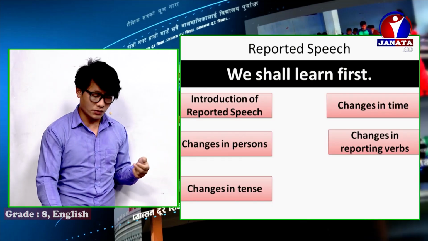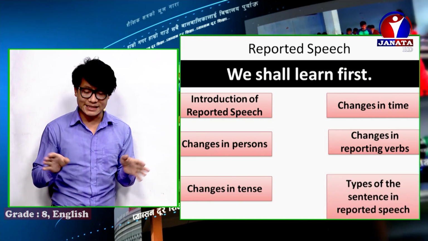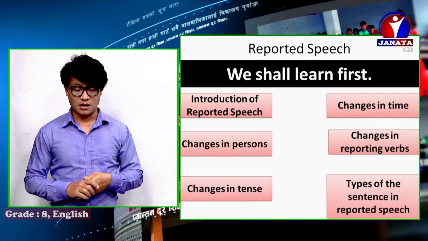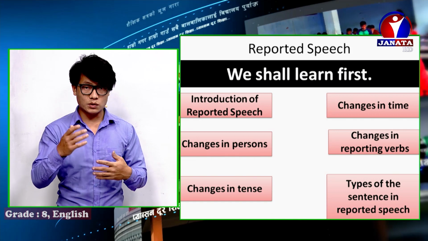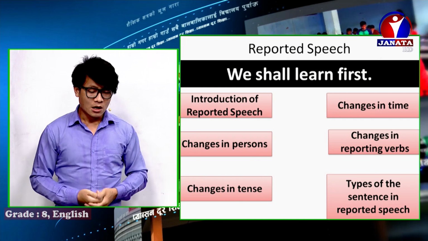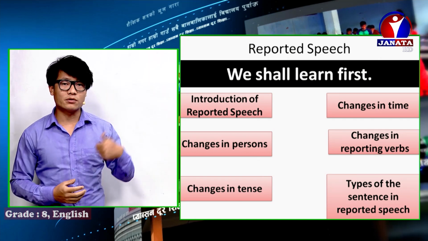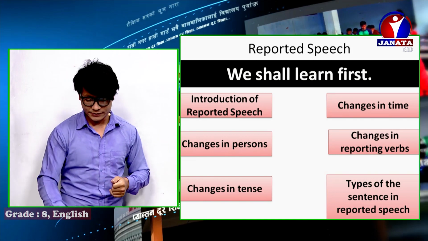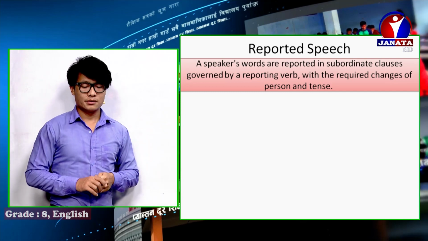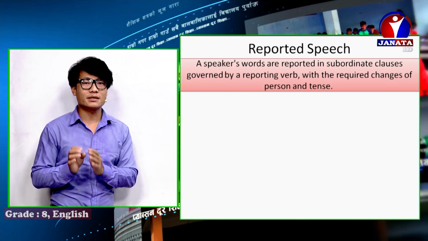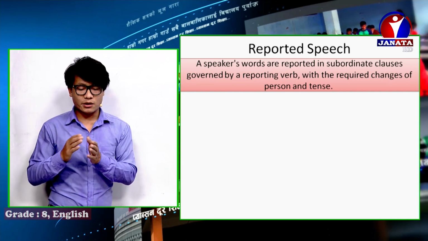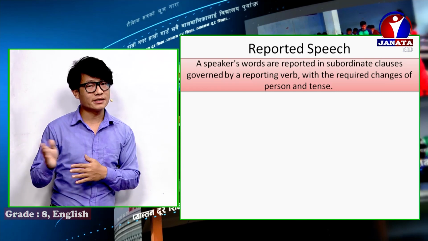Next slide, you can also see here, types of sentence in reported speech. There are 5 types of sentence, and we need to learn how to change these 5 types of sentence into indirect speech. So first of all, we will start with the introduction of reported speech. A speaker's words are reported in subordinate clauses governed by a reporting verb with the required changes of person and the tense.